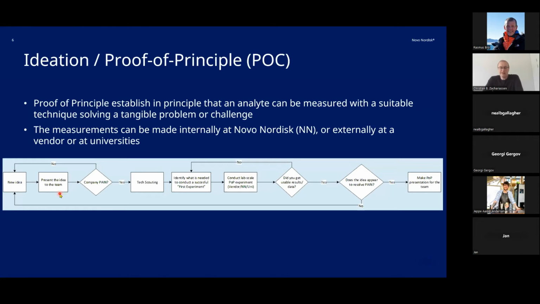And then we can set out and do a simple lab scale proof of principle experiment, either at the vendor, at ourselves, or at the university. That can be 20 samples with varying concentration in a particular matrix to see if that is suitable. So do we get usable results out of that? And those results or data, does that appear to resolve the pain that we had?